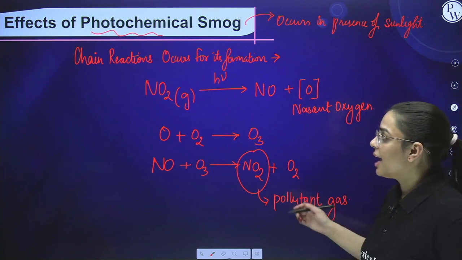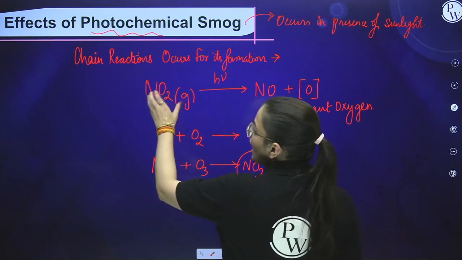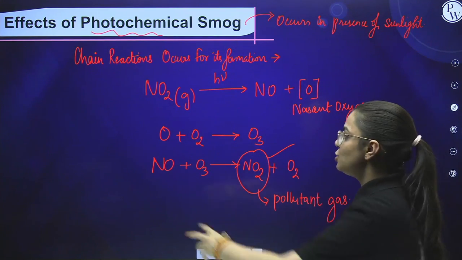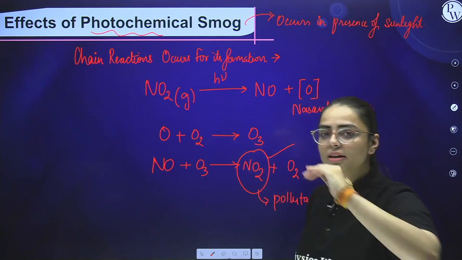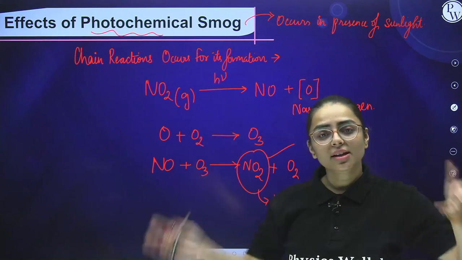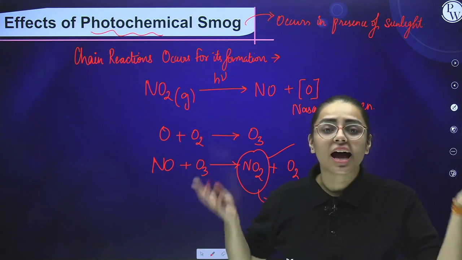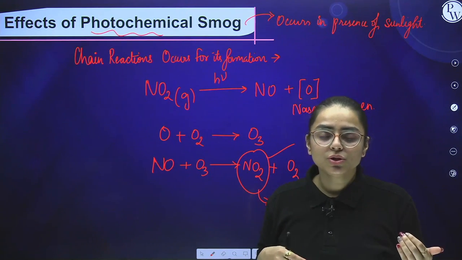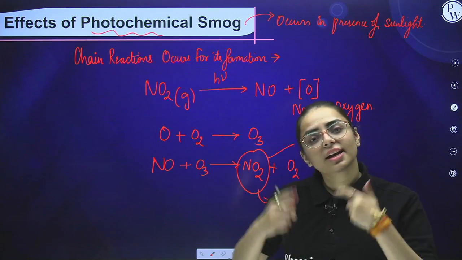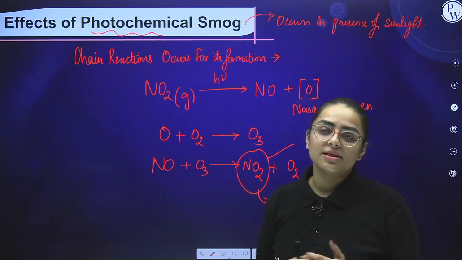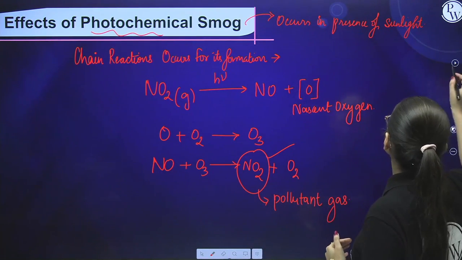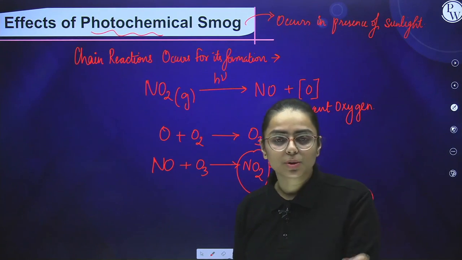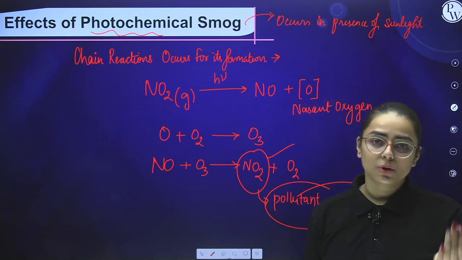So what is happening over here? You took NO2 and the reaction was occurring, and at the end of the reaction, again NO2 is produced. So this is basically what a chain reaction is. You are using NO2 and getting NO2 again, and because this is a fast reaction, it is produced in a high amount, so it will cause adverse effects, because again and again a pollutant gas is being produced. Is it clear? The effect is that because pollutant gas is produced, it will cause respiratory problems and other problems.